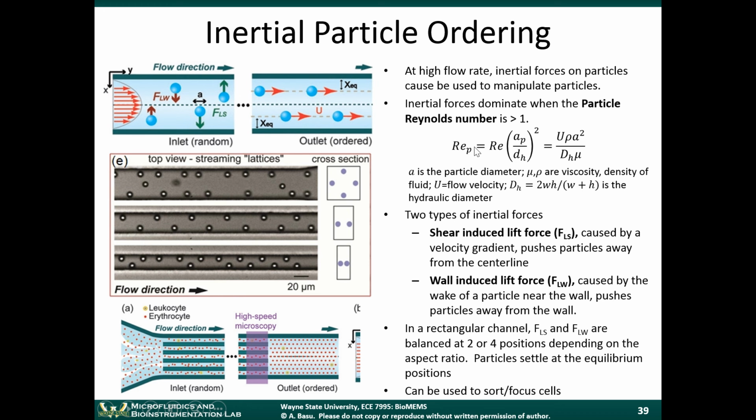The particle Reynolds number also takes into account the dimension of the particle in relation to the channel. So it's a_p, the particle diameter, and D_H is the hydraulic diameter of the channel. So it's a_p over D_H, the ratio of the particle size versus the channel size, squared. Obviously the particle size can't be greater than the size of the channel, because then the channel would get clogged. But this ratio is squared and it's multiplied by the Reynolds number.